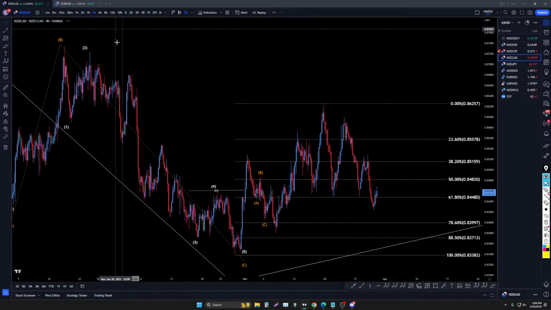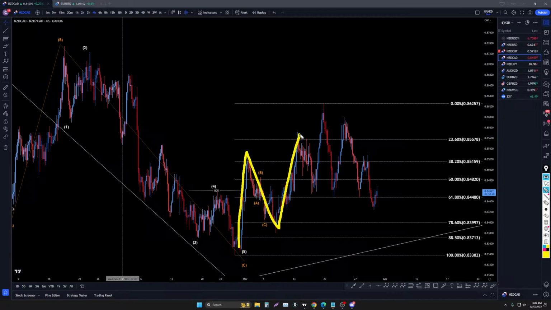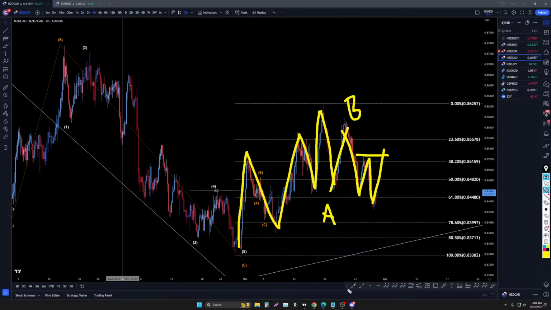Let's get down to the 4-hour time frame. Yeah, that does look to me like a correction. It looks like a 1, 2, 3, 4, 5. It looks like an A, B, and this is probably a wave C. Unfortunately, there's no clear structure at the close right now.